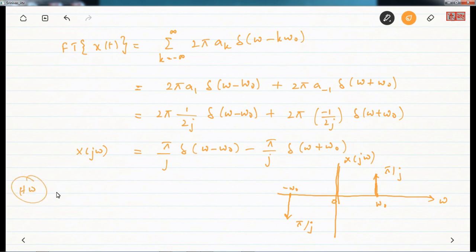right? As a homework, find the Fourier transform of cos omega naught. Okay, so the answer, you should get two impulses, again one at omega equal to omega naught and another at omega equal to minus omega naught, and in this case both impulses will be positive.